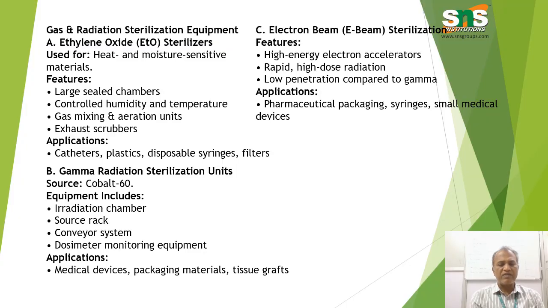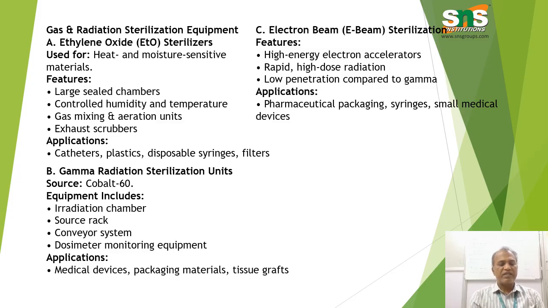Next, gamma radiation sterilization units. Gamma radiation comes under pure radiation. The source of gamma radiation is cobalt 60. What is the equipment? A radiation chamber, where we keep the products meant for sterilization. Next, the source rack and conveyor system, as in all equipment. Next, dosimeter monitoring equipment. How much radiation are we going to give? That is monitored by the dosimeter, where we set the exact dosage level for the products being sterilized.